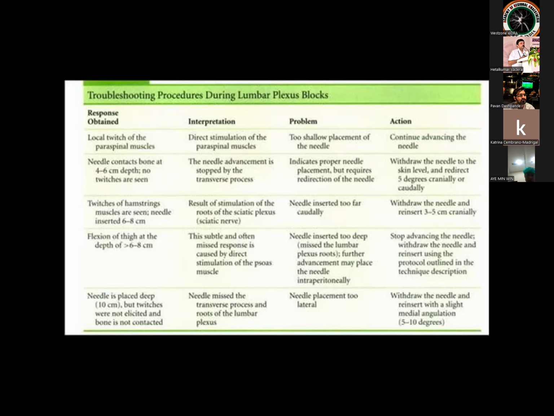If we get twitching of the hamstring at a depth of 6 to 8 centimeters, it means there is stimulation of the roots of the sciatic plexus, and the needle is inserted too caudally. Then we have to again withdraw the needle and redirect it 3 to 5 centimeters cranially.